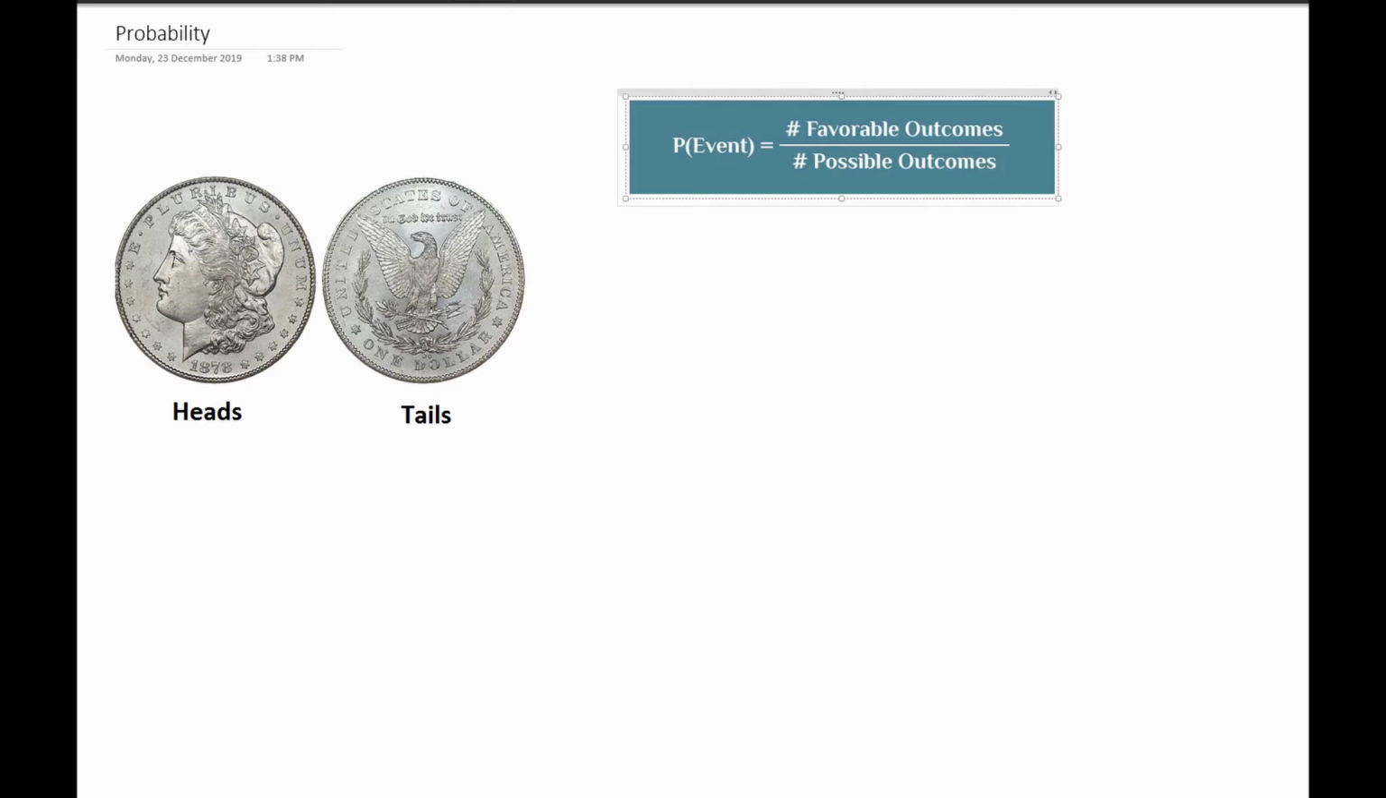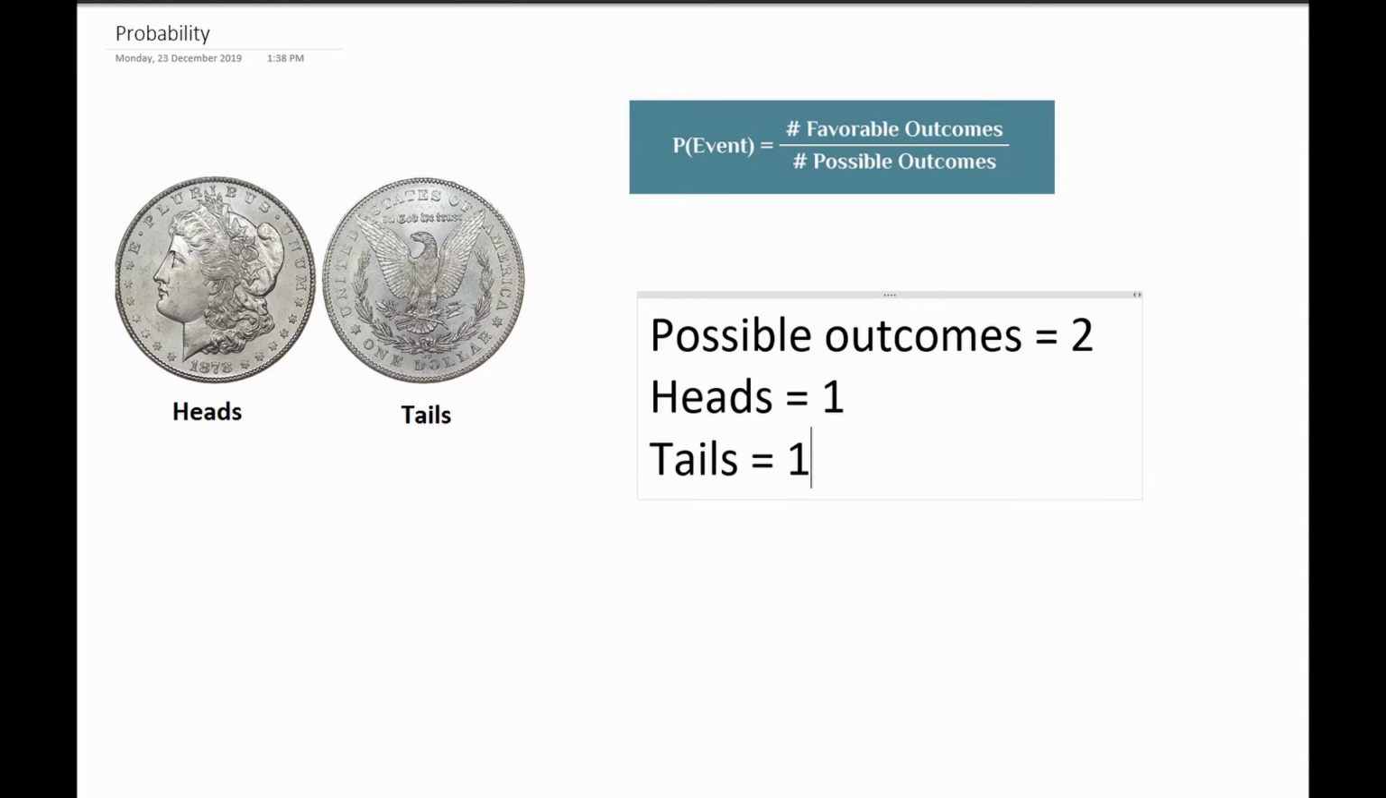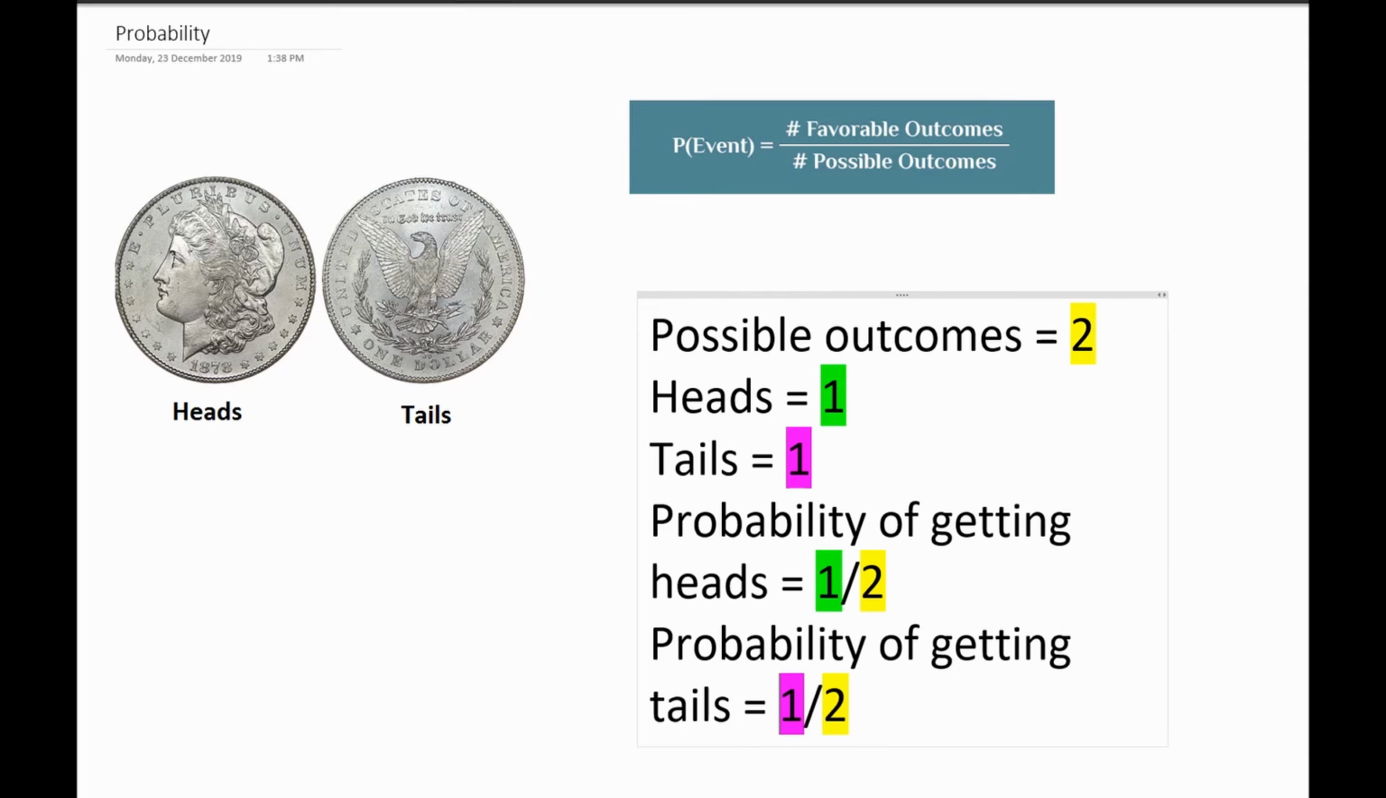In our example, we have a coin and it has two sides, the heads and tails. The number of possible outcomes is equal to 2 because if you toss the coin, you will only get either a head or a tail. There's only one head and only one side showing tails. So the probability to get those is 1/2 for heads and 1/2 for tails because the only possible outcomes are just 2.